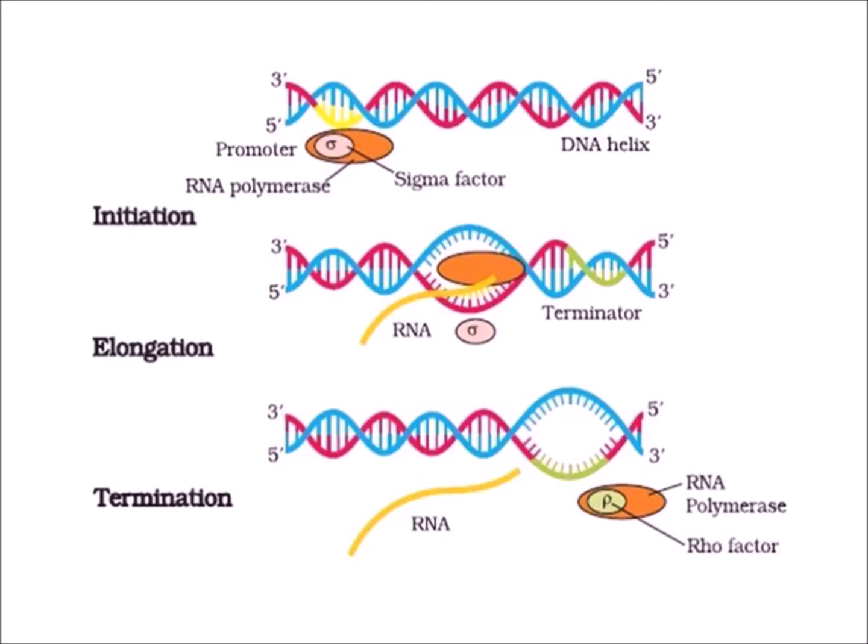Only a short stretch of RNA remains bound to the enzyme. Once the polymerase reaches the terminator region, the nascent RNA falls off, so also the RNA polymerase. This results in termination of transcription. The termination of transcription takes place with the help of a factor called Rho factor.